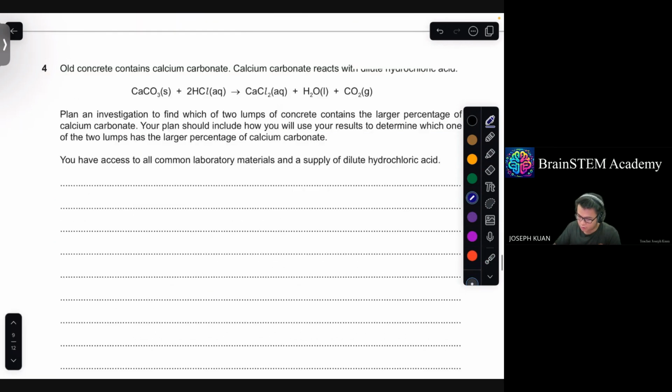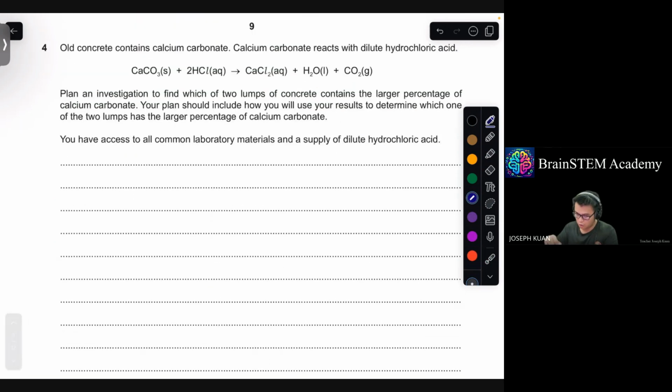All right, moving on to number 4. All concrete contains calcium carbonate. Calcium carbonate reacts with dilute hydrochloric acid. Plan an investigation to find which of 2 lumps of concrete contains the larger percentage of calcium carbonate. Your plan should include how you will use your results to determine which one of the 2 lumps has the larger percentage of calcium carbonate. You have access to all common laboratory materials and a supply of dilute hydrochloric acid.